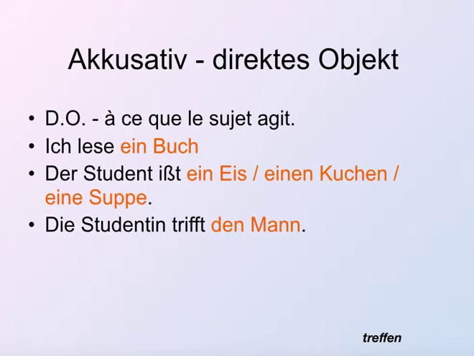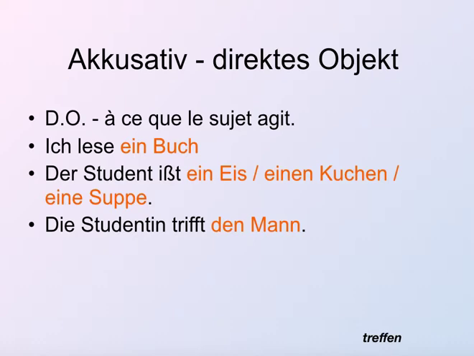Oder der Student isst ein Eis. The student eats ice cream. Or der Student isst einen Kuchen. He eats a cake. Der Student isst eine Suppe. He eats a soup. What is he eating? Whatever he's eating will be the direct object, will be using the accusative case.